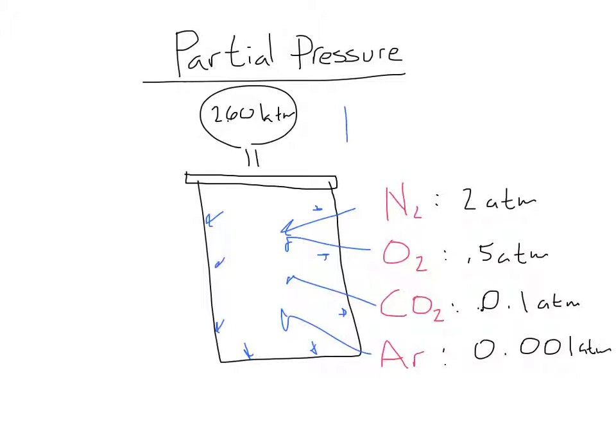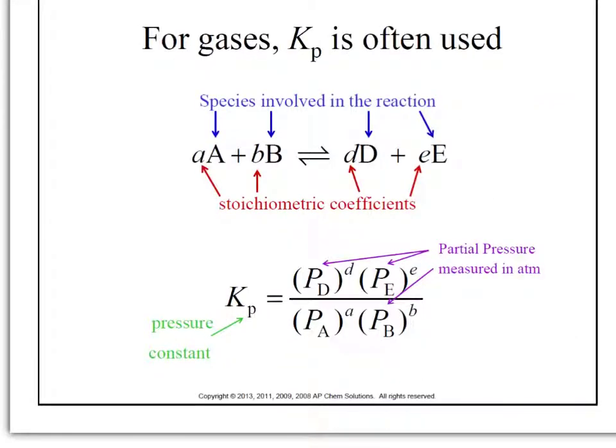And so Dalton's law says that the total pressure of a gas is equal to the pressure of the first one, plus the pressure of the second one, plus the pressure of the third, and I can keep going on for however many gases there are inside of the system. And so what this means is that gases are easier to talk about in terms of pressure rather than concentration. So we can write an equilibrium expression that uses pressure as the measurement instead of concentration.